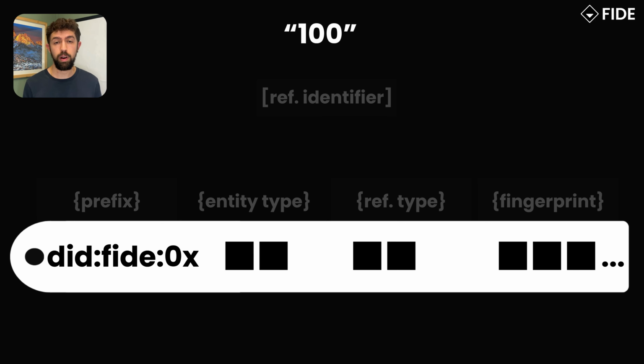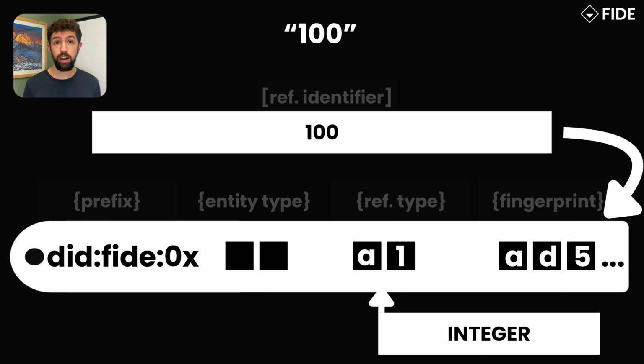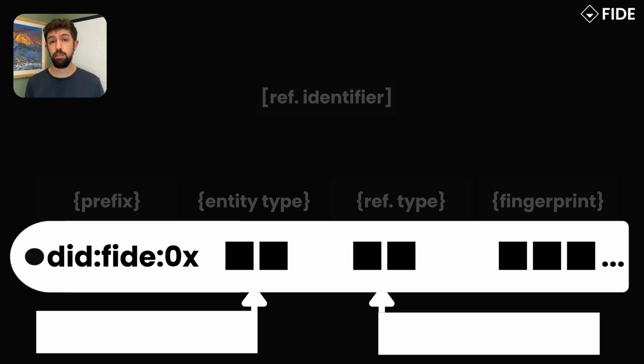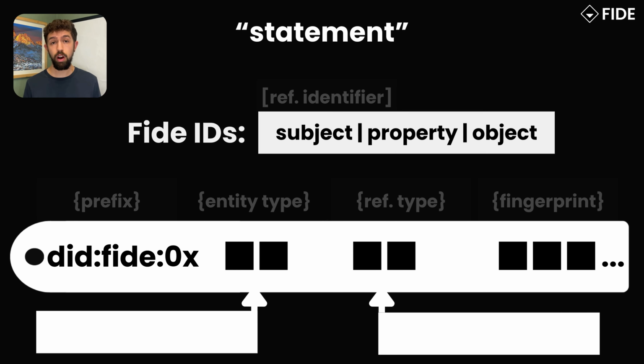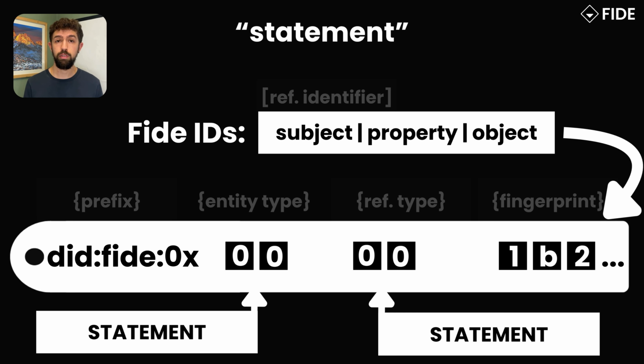Say we want to represent the number 100. That is its own reference identifier. We use that to calculate the fingerprint first. Then we know that this reference identifier is itself an integer, and that we're trying to represent an integer, so a literal integer. That's how this Fide ID is created. Let's say we want to represent a statement. We put together all the Fide IDs in a statement, so the subject, the property, and the object. We use that to calculate a fingerprint. We know that we used a reference identifier that is of a statement, and we're also representing a statement. So these have been pretty simple examples so far.